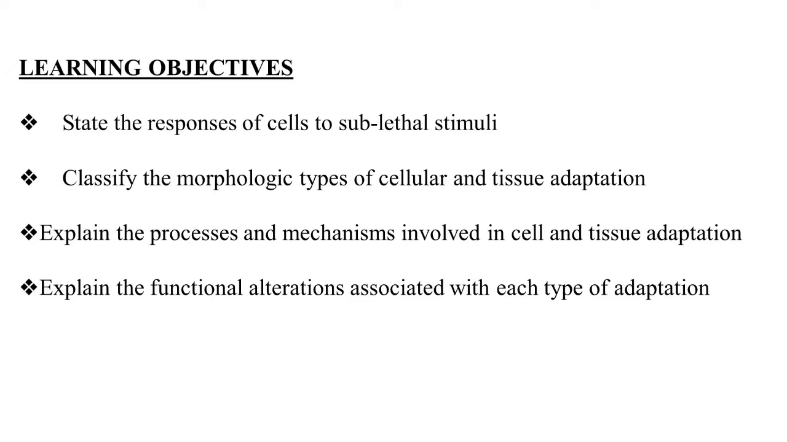Classify the morphologic types of cellular and tissue adaptation processes, how cells and tissue are able to adapt when there are injuries. Explain the processes and mechanisms involved in cell and tissue adaptation. When there is an injury, how do the cells adapt so that they can heal themselves? Explain the functional alterations associated with each type of adaptation. So we go through the adaptation processes, and we look at what they mean and how cells can go through such processes to be able to adapt to stresses.